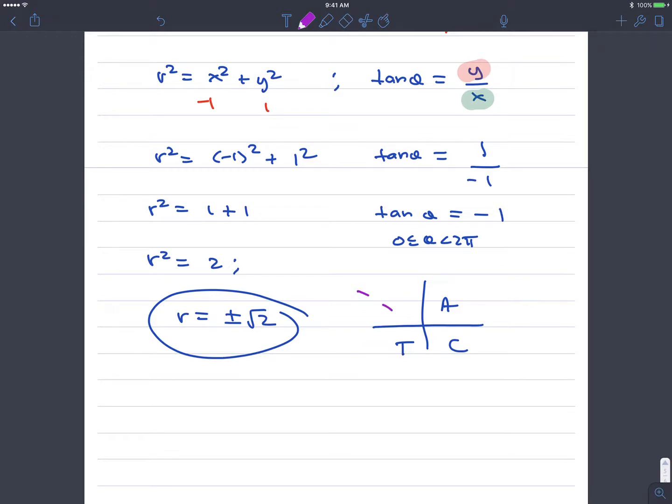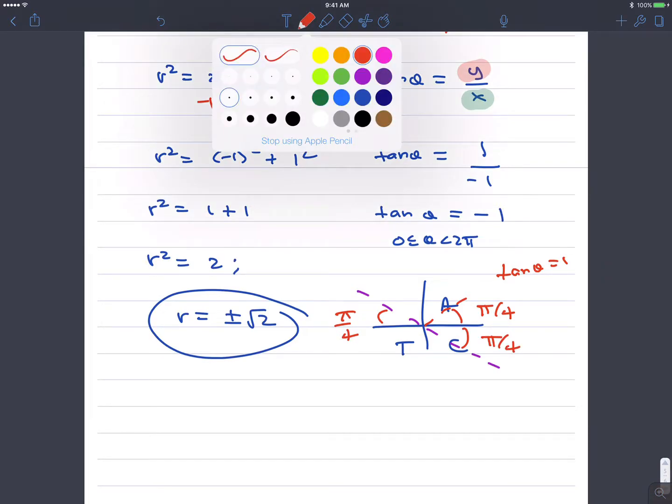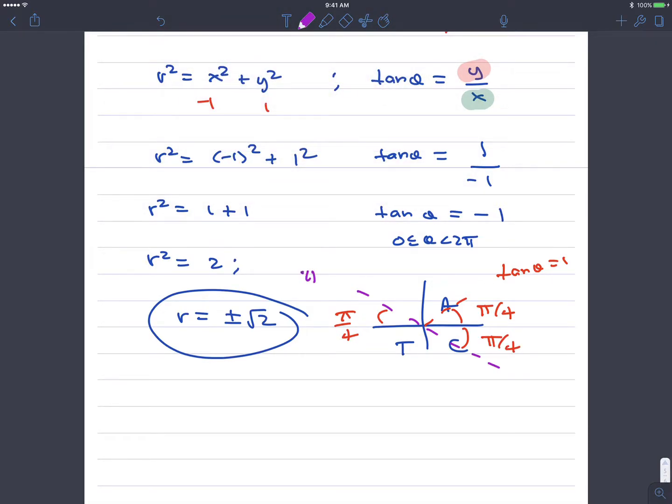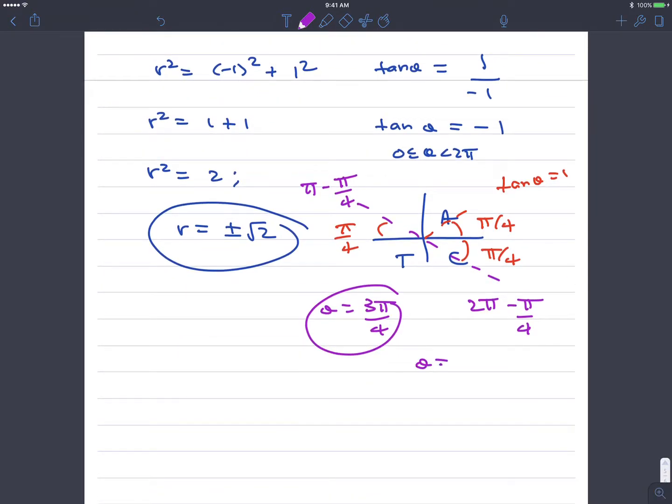Let's double check. Remember, you have a reference angle here that's positive, meaning tangent theta is 1 only when theta here is pi over 4. That's my reference. Here's pi over 4. Another reference, pi over 4. What do we get? Theta is going to be pi minus pi over 4. What else do we have? 2 pi minus pi over 4. So what are my two theta angles? It's 3 pi over 4, and what else? 5 pi over 4. Is that true?